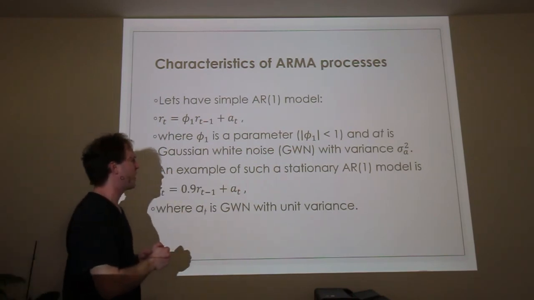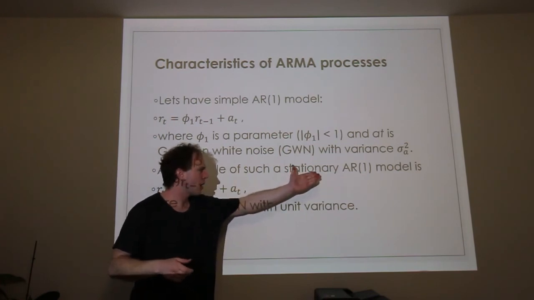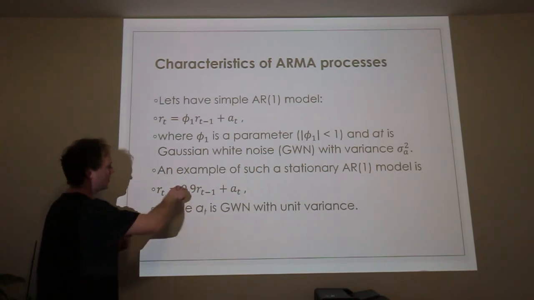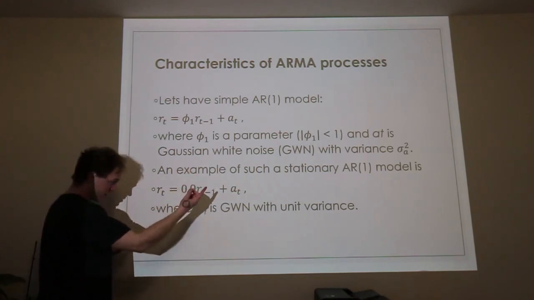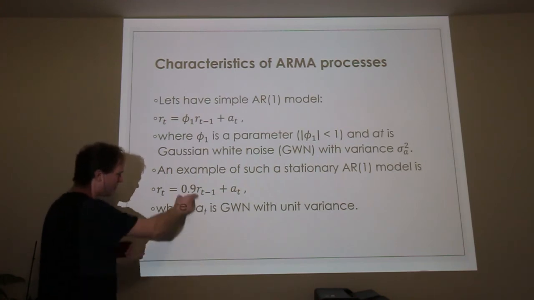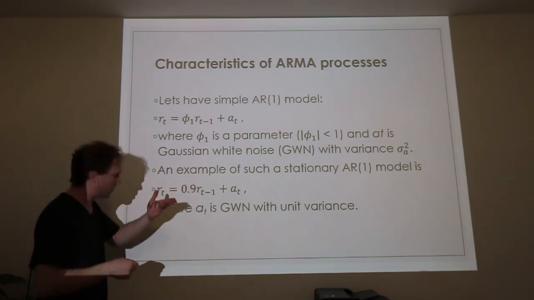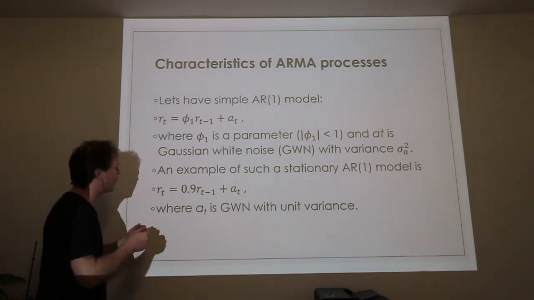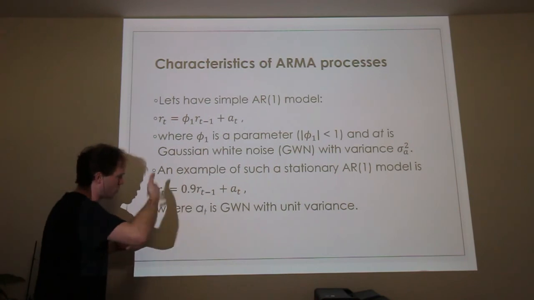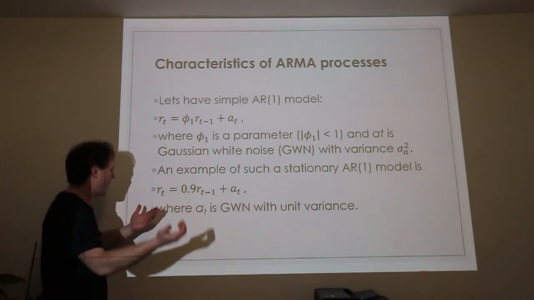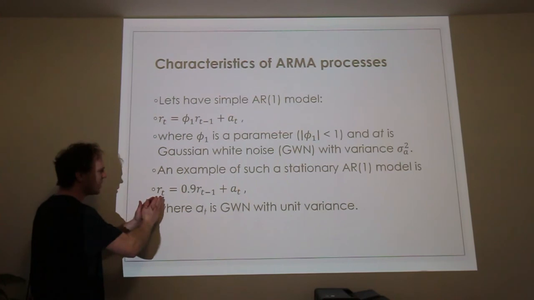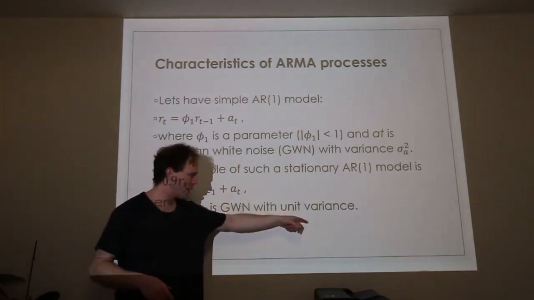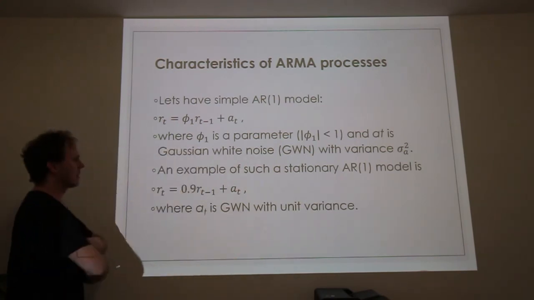An example of such a stationary AR(1) model is r_t equal to 0.9 times returns in time t minus 1 plus a_t. So there is a quite strong coefficient phi, a quite strong measure of dependence between the value in time t and in time t minus 1, where a_t is again Gaussian white noise with unit variance.